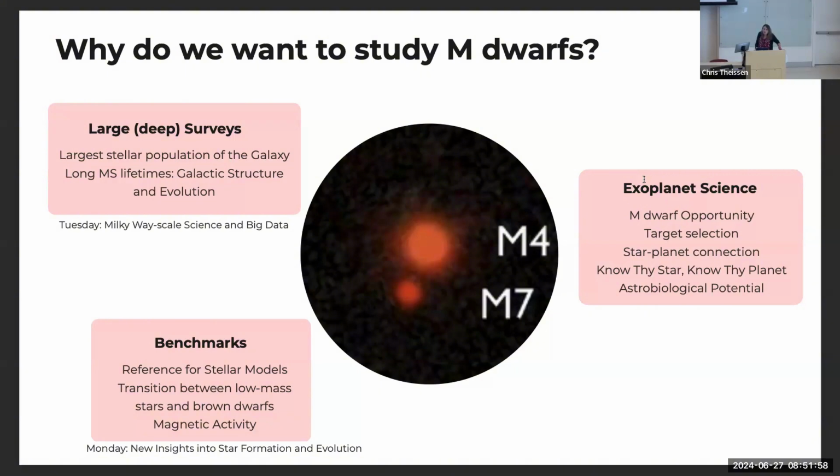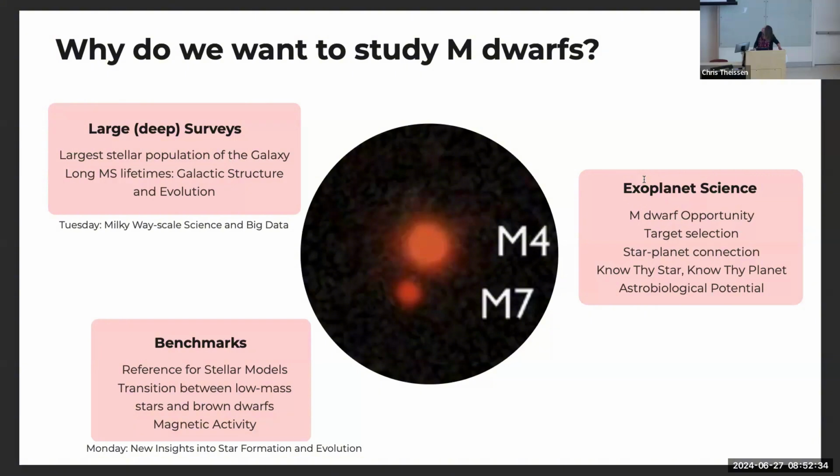And this is great now because we have these large, deep surveys that are not only getting photometry or low resolution spectra in the optical for M dwarfs, but we are also getting high resolution spectra in the near infrared, for example, with APOGEE. Another reason is basically the exoplanet science. It was early in the searches for planets with the RV technique that we started finding planets around M dwarfs.